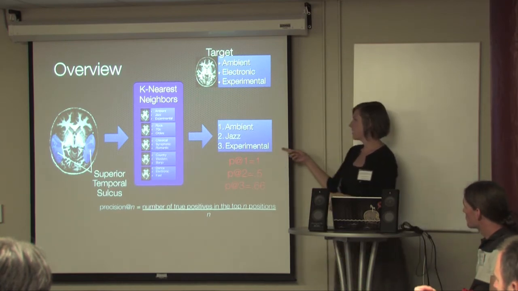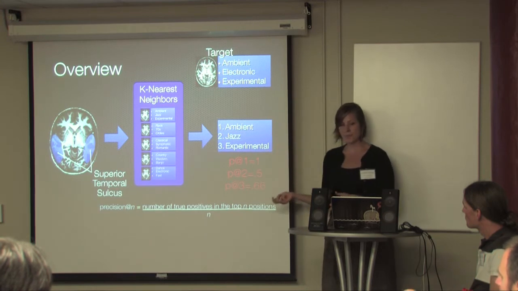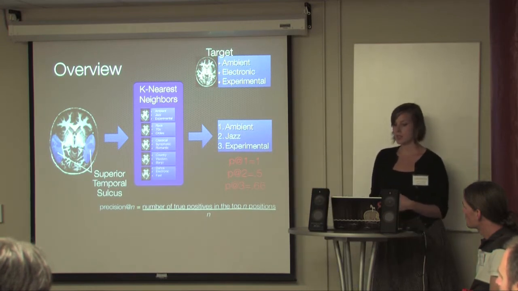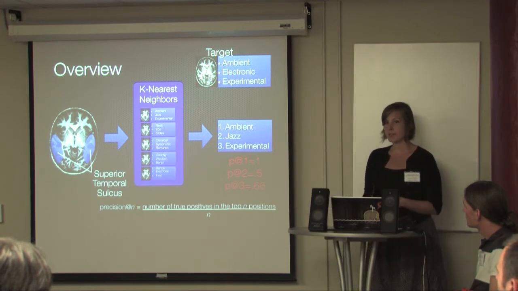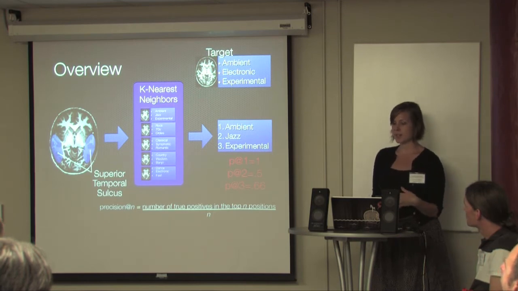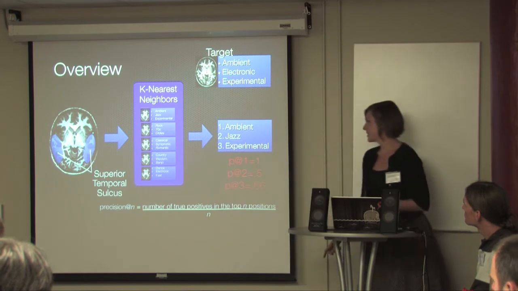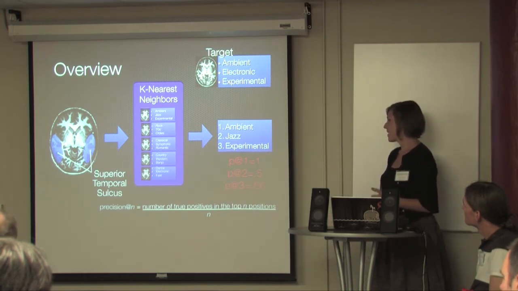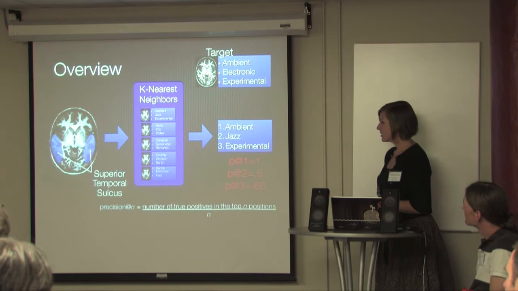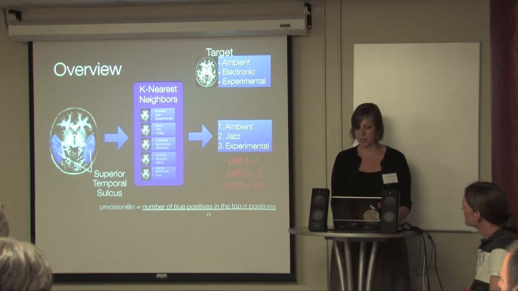And the predictions are in the form of an ordered list. Then we use precision as a measure of the success of our prediction, where precision at n is defined as the number of true positives in the top n positions divided by n. So that's how my results are presented, they're precision values.